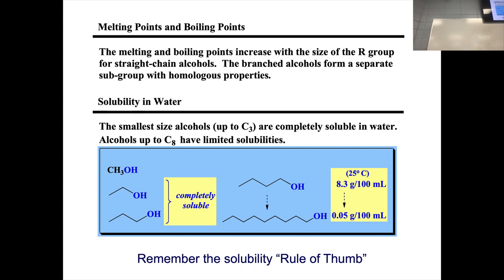I call it my 5 carbon rule. For every OH group, if I have 5 or fewer carbons, I'm going to predict it to be completely soluble in water. There are examples that go against it. It's a rule of thumb. It's not a law. Okay? So, for example, let's look at an example.